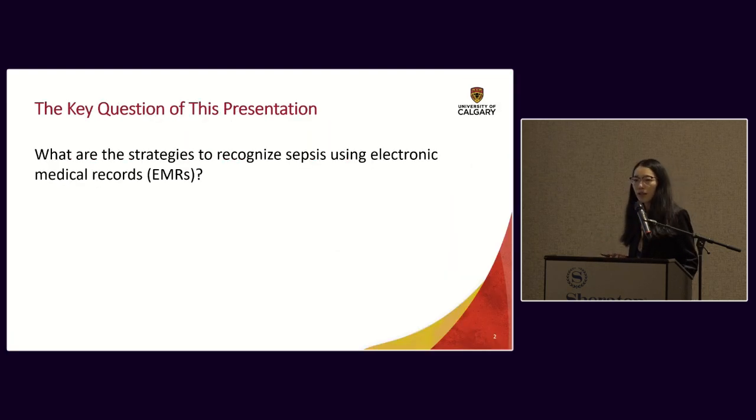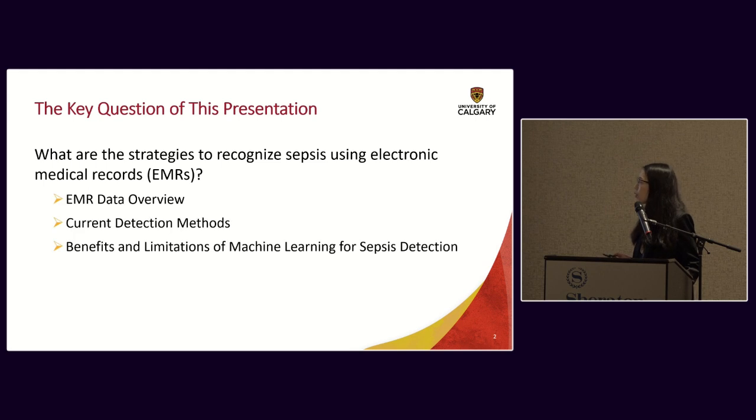So the key question I would like to discuss in this presentation is, what are the strategies to recognize sepsis using EMRs? I will start with an overview of the health data sets in Canada, including EMR data. Then we will look at the current detection methods using EMRs for sepsis detection. And then we will wrap up by the discussion of benefits and limitations of machine learning for sepsis detection using EMRs.